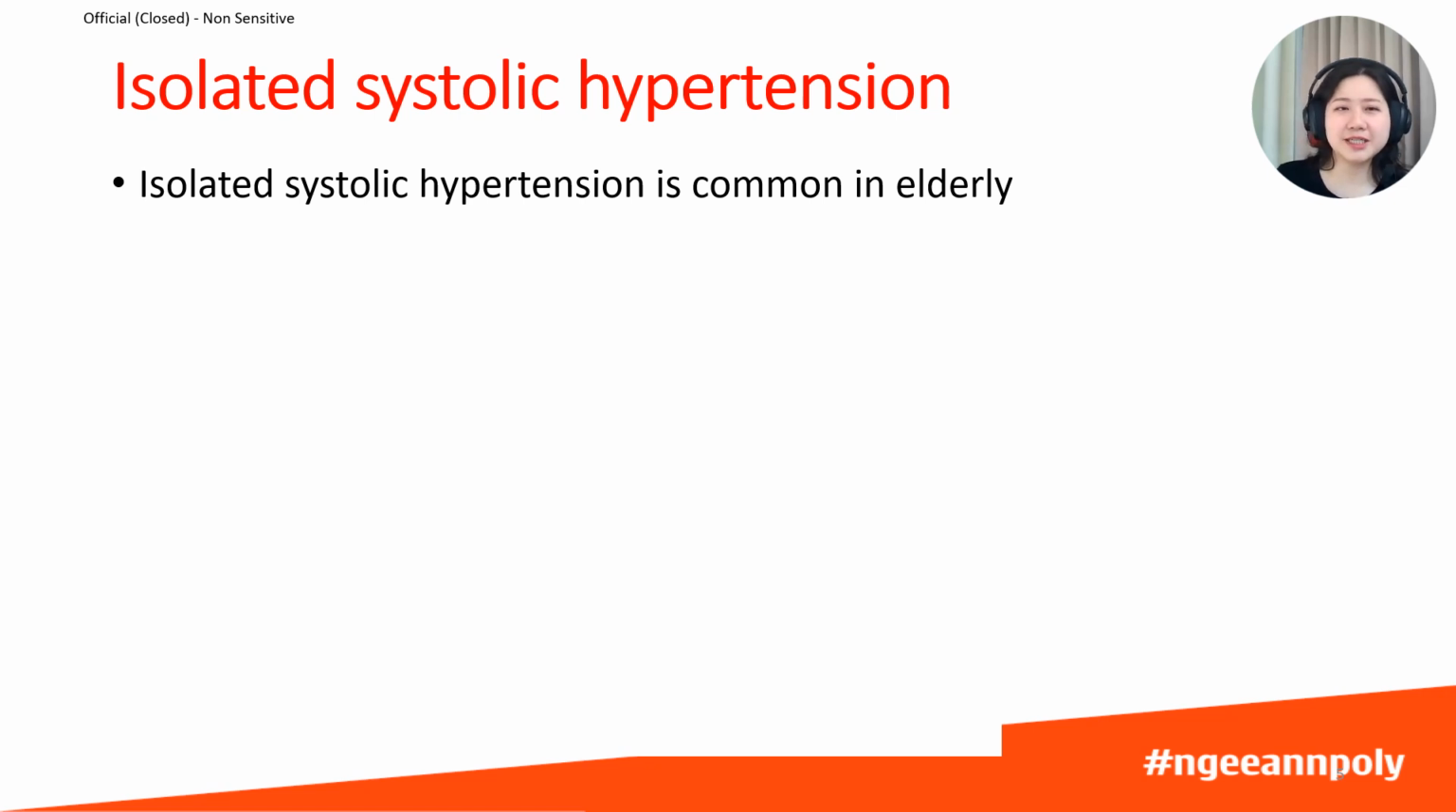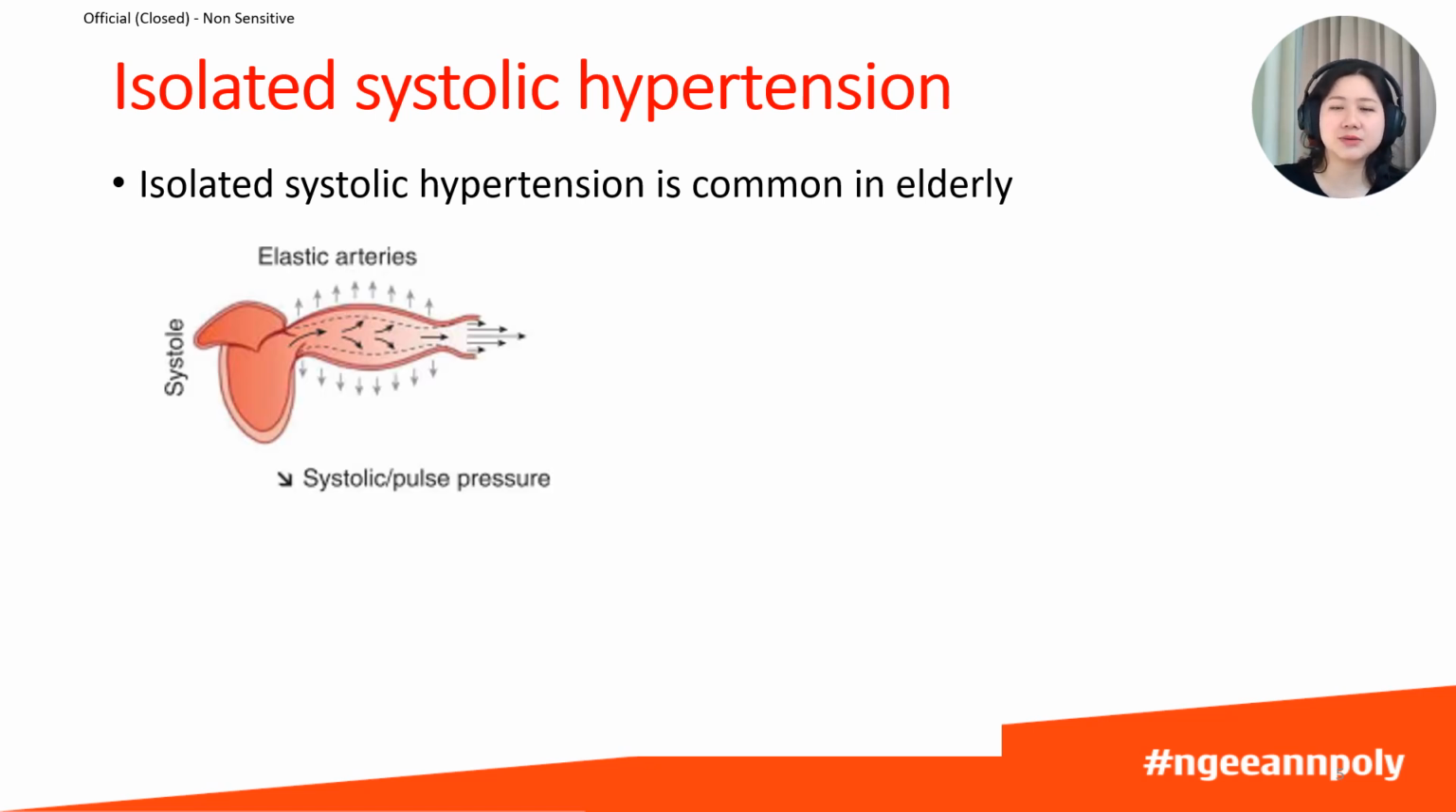I also want to mention isolated systolic hypertension, which is a type of hypertension where the systolic blood pressure is high, but the diastolic blood pressure is normal or even low. This is more common among the elderly and is caused by arterial stiffness. Let's look at the diagram which describes how arterial stiffness leads to isolated systolic hypertension.